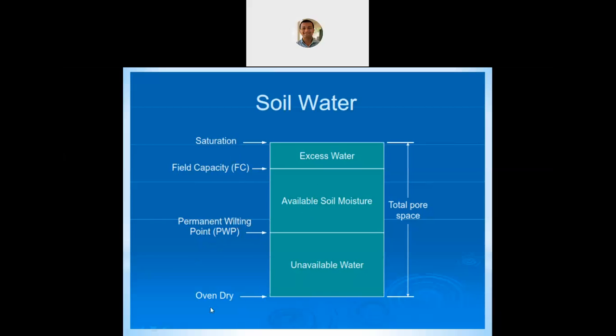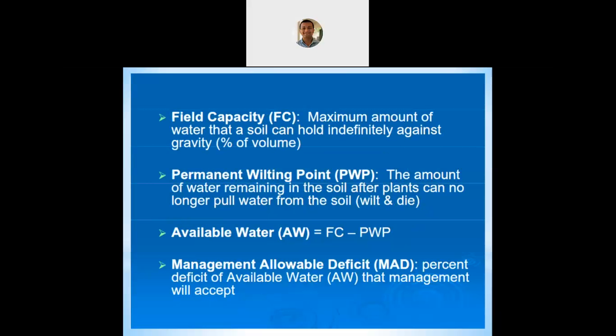Now beyond permanent wilting point, there is also a limit known as oven dry, and the water within permanent wilting point and oven dry limit is unavailable to the plants. Likewise, the excess water present between saturation and field capacity is also not available to the plants because plants cannot take up this water from the soil. So basically the available water is the water present between field capacity and permanent wilting point.